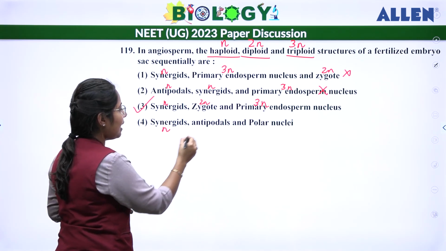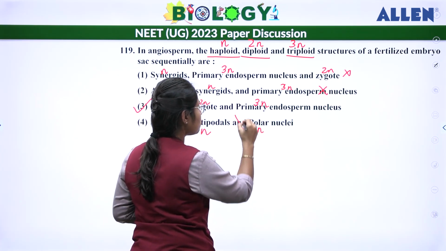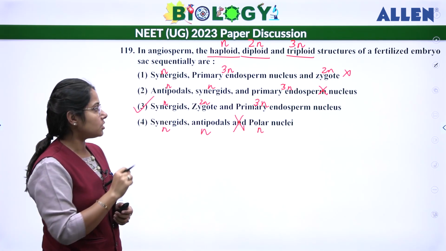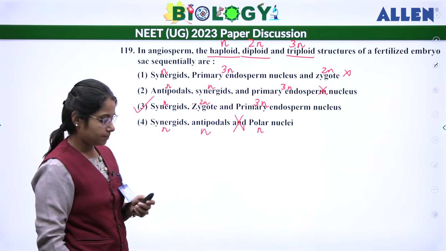Synergid is N, antipodal is N, polar nuclei is again N, so again this option is negated. So the correct answer will be what? Third: synergids, zygote as well as primary endosperm nucleus.